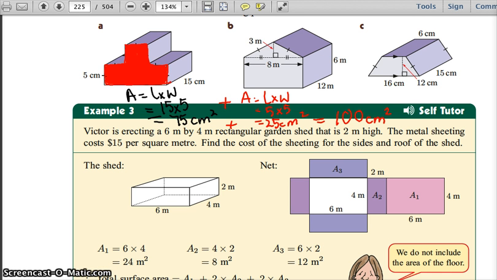Is everyone all right with that? Am I going too fast for anyone? Okay, so if that's 100, we've got 2 of them. We've got one at the back, haven't we? So now's the time to say, I times it by 2, meaning I've got 200 centimetres squared there.